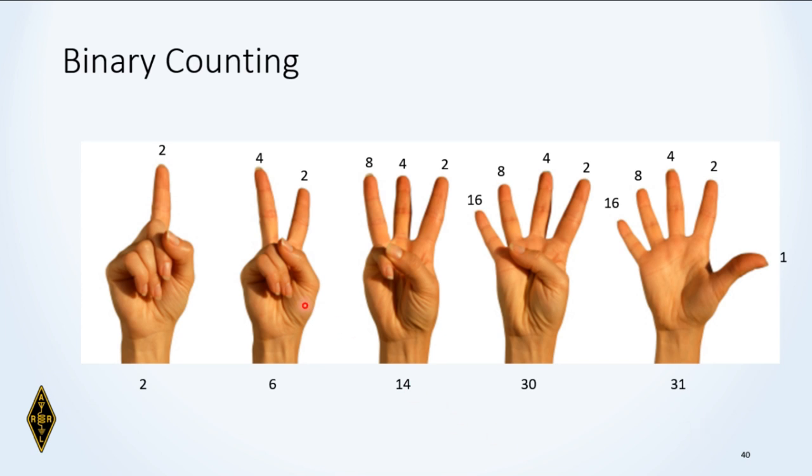So let's go to this one here. In this case, I've got the 2 finger and the 4 finger up. So that number is 6. By depending upon the number of fingers I'm holding up, that will translate into a number between 0 and 31. So for each raise of the hand, that can signify up to 32 unique states.